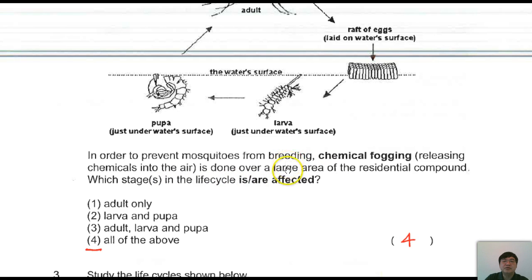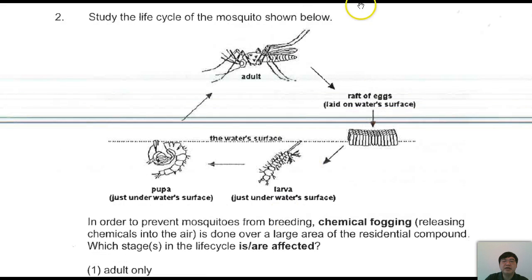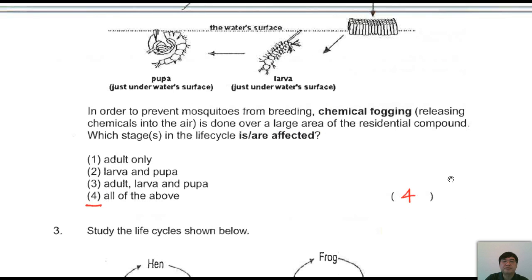Okay, so remember, when you are spraying in the air, some part of the chemical will land on the surface of the water, and the chemical is probably oily enough to cover the surface of the water. So this answer is a bit tricky.